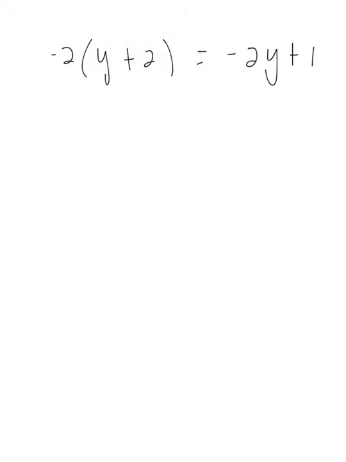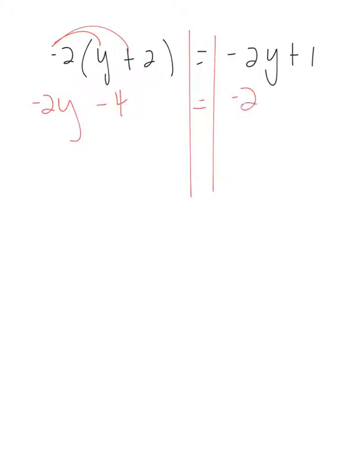Here's another good one. We have negative 2y minus 4 equals negative 2y plus 1. Now those of you might remember that we said if these are exactly the same, we're probably going to end up with no solution. But let's just see what happens.